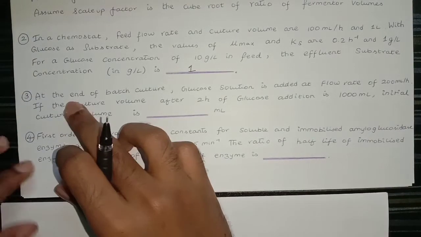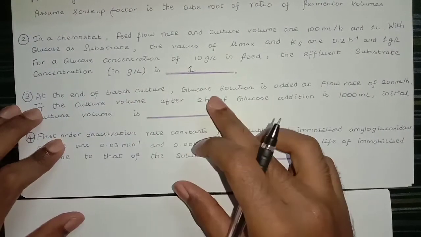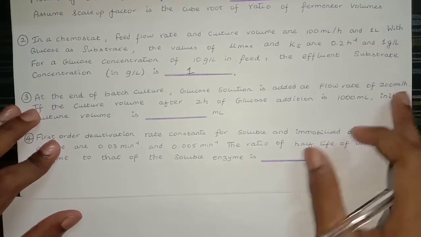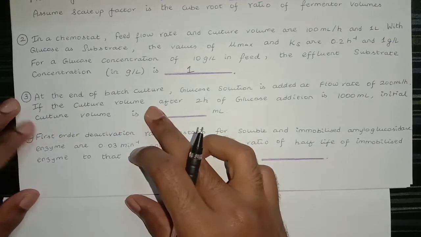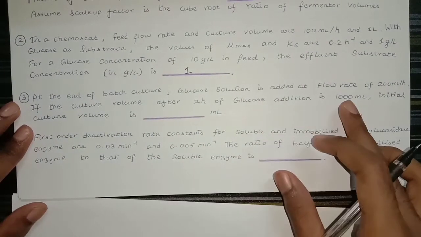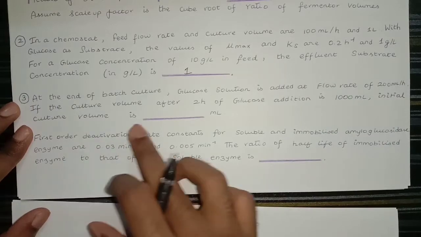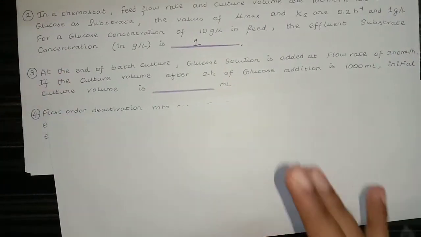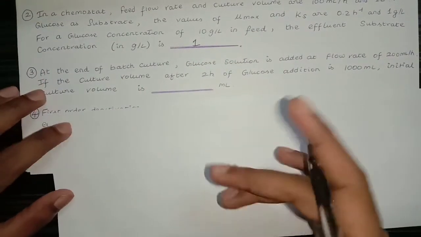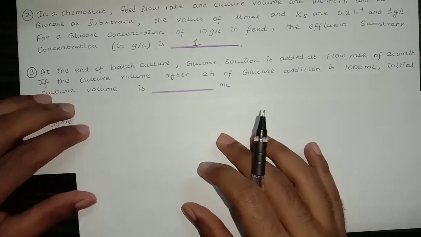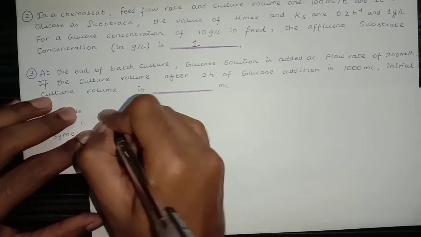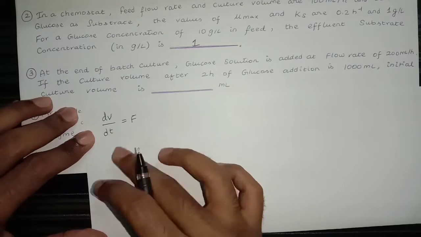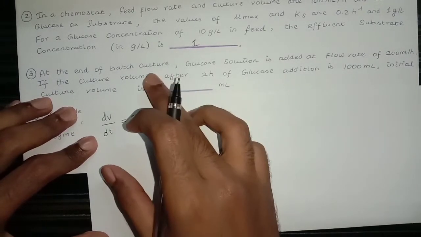Question 3. At the end of batch culture, glucose solution is added at a flow rate of, say, 200 ml per hour. If the culture volume after 2 hours of glucose addition is 1000 ml, the initial culture volume is dash ml. So we need to find the volume that was present before 2 hours. The formula is dV by dt is equal to F. This is a differential equation that governs the process.